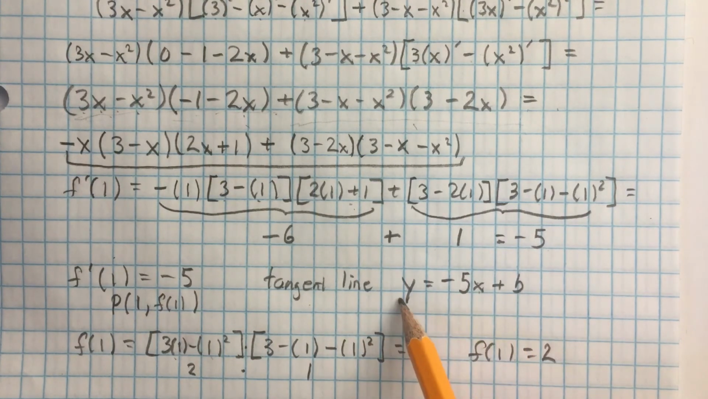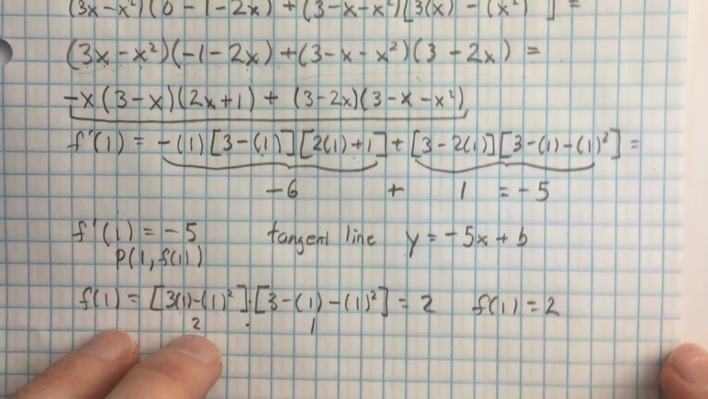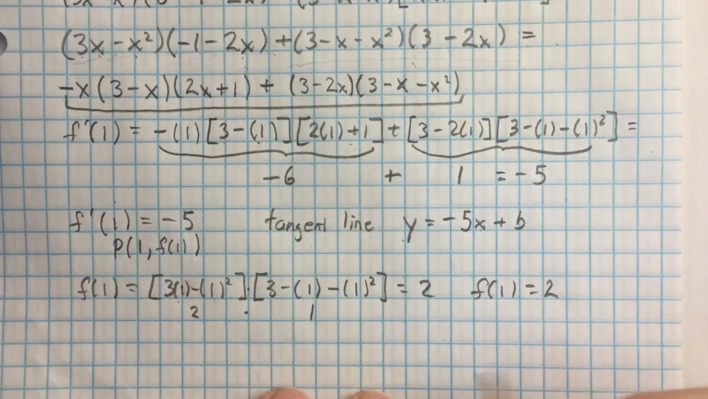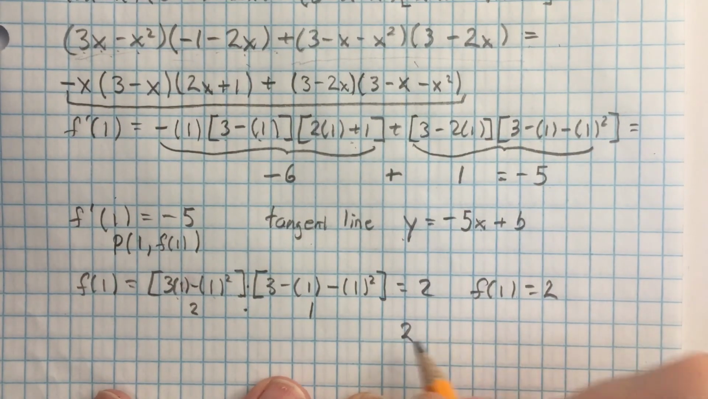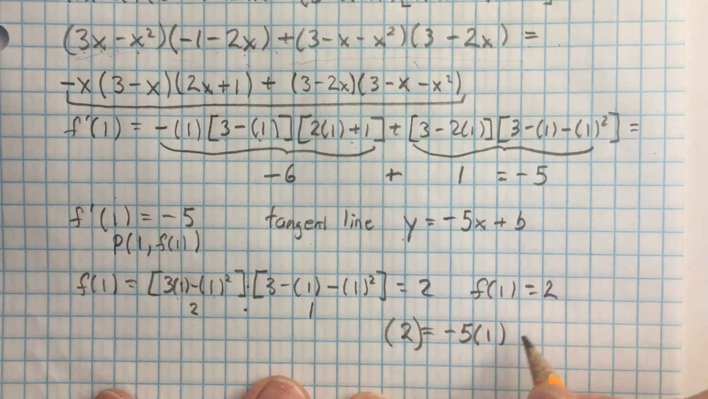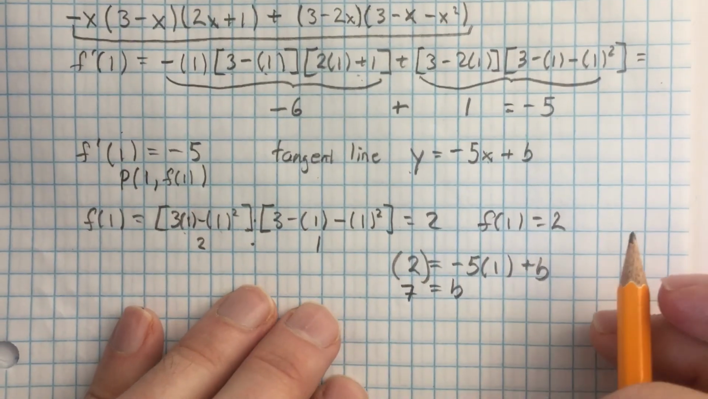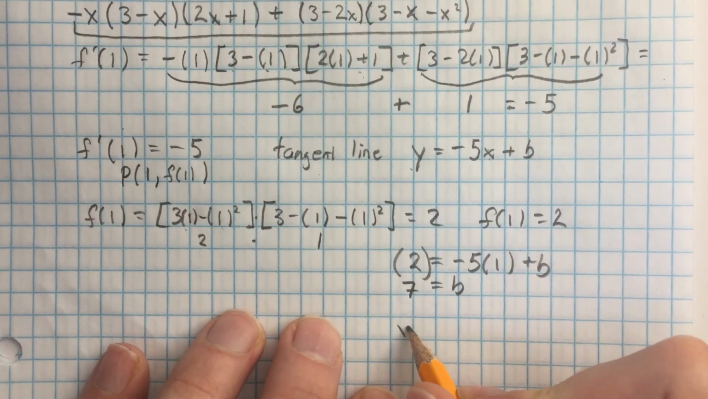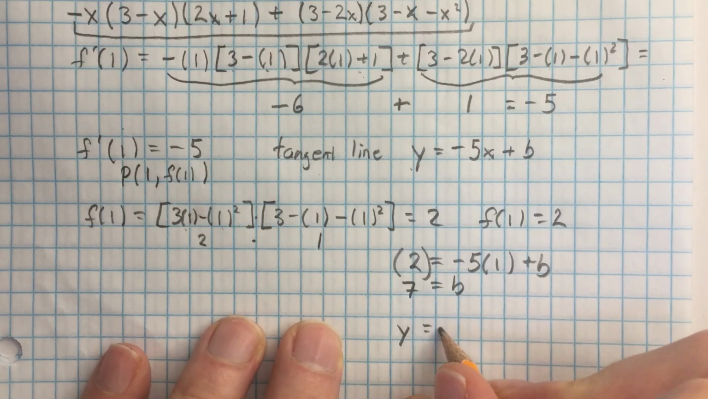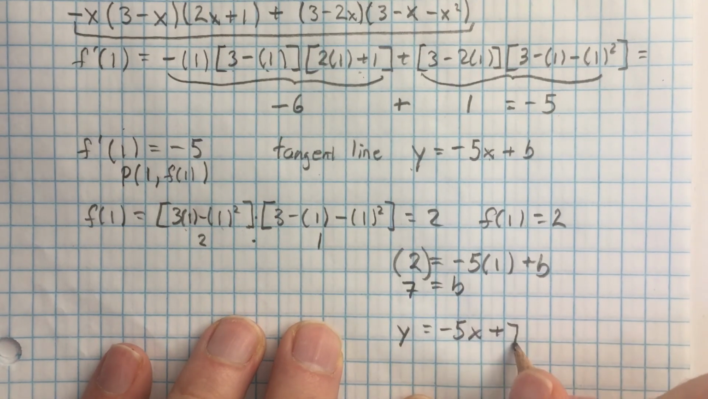If f of 1 is 2, we now fill in x being 1, y being 2, and so we get 2 equals negative 5 times 1 plus b. Subtracting 5 on this side is the same as adding 5 on the other side, so we'll get 7 equals b, and now we have our tangent line in full, just filling in the value of b. We have y equals negative 5x plus 7, and the problem is over.